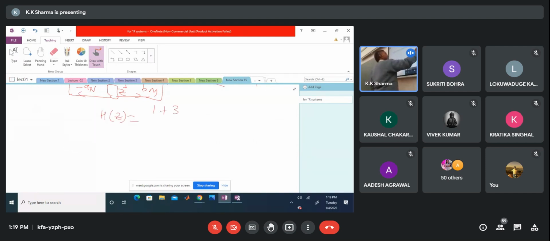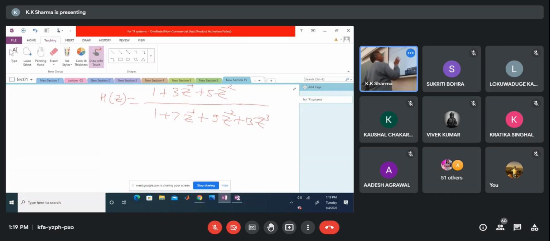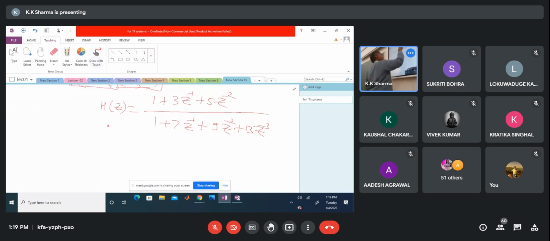Now let us take just one more example, to illustrate again the same thing. Say (1 plus 3 z^-1 plus 5 z^-2) divided by (1 plus 7 z^-1 plus 9 z^-2 plus 13 z^-3). Let us say you are interested in plotting the direct form 2. How will you do it? You start with delay elements z^-1, z^-2, z^-3. How many delay elements will there be? 3, because it is a third order system.